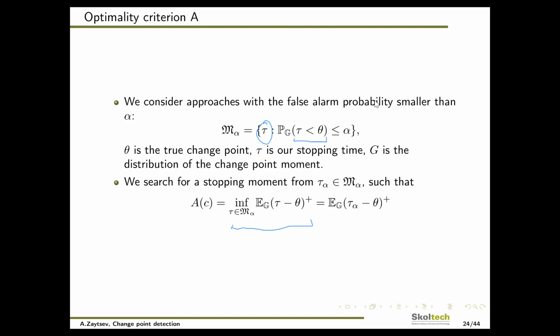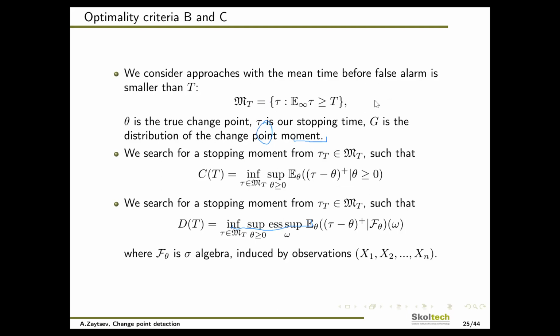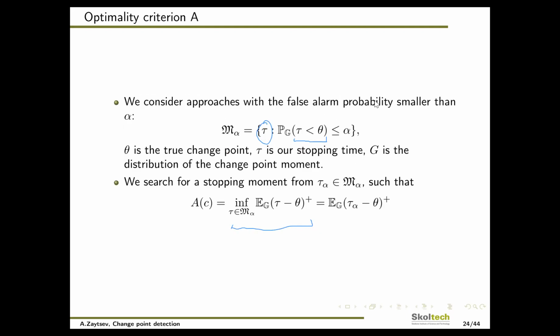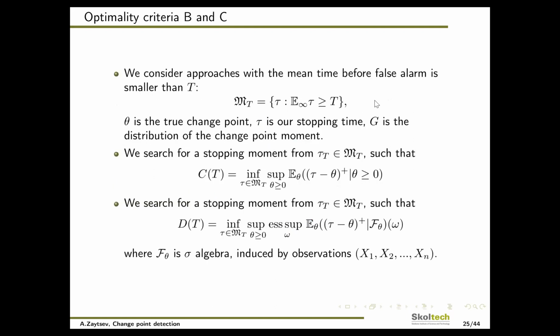And so we want to define our approach like this. So basically, we say the probability of false alarm is smaller than some threshold. And in this scenario, we want to minimize the detection delay. We can also define some different optimality criteria. This one is called A for some reason, but we can also have other criteria, C and D, and what are they? We again define some family of procedures.